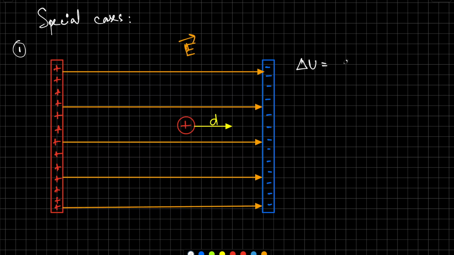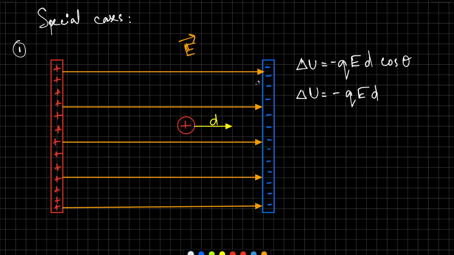Now just define an equation, QED cosine theta. Alright, so delta U equals, sorry, there's a minus sign as well. So minus QED cosine theta. What is theta in this case? Theta is the angle between the electric field vector and the displacement vector.